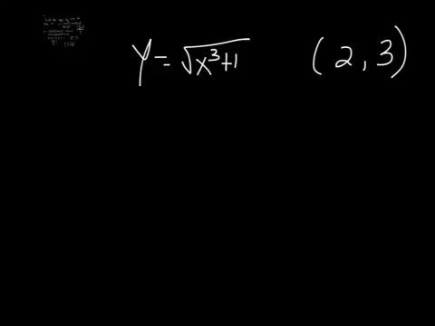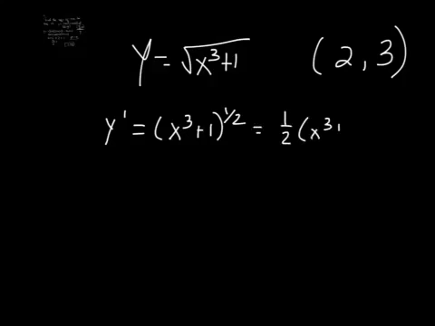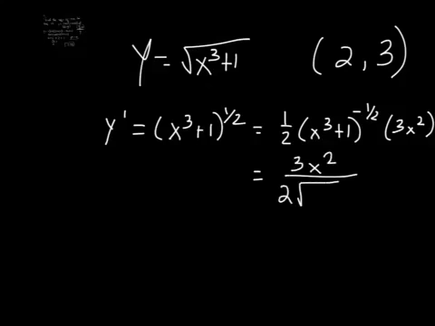So what I do is I first find y prime. And I would write this not in this form. I would actually turn it into the 1/2 power. Very good. So y prime will be 1/2 times x cubed plus 1 to the negative 1/2 multiplied by 3x squared, because we take the derivative of the outer and then the derivative of the inner is the product of it. So that would give you 3x squared divided by 2 root x cubed plus 1.